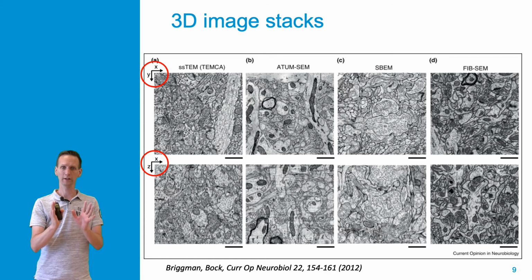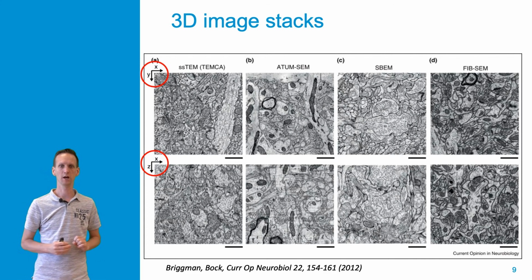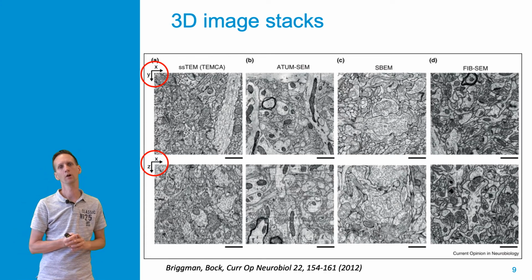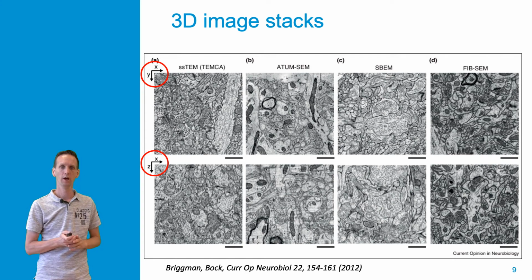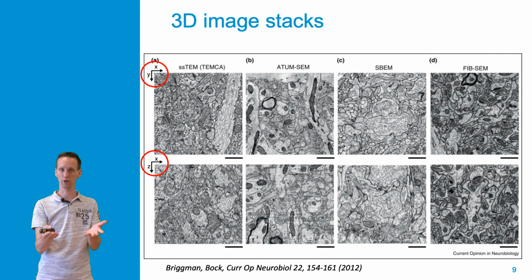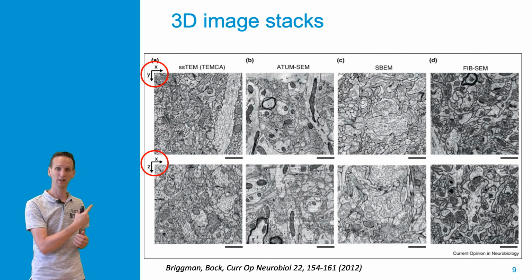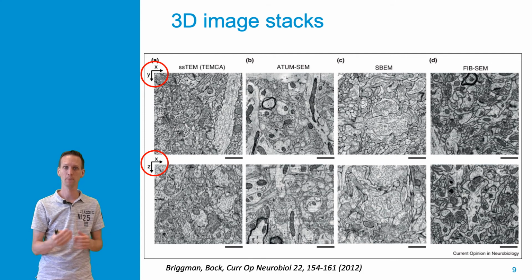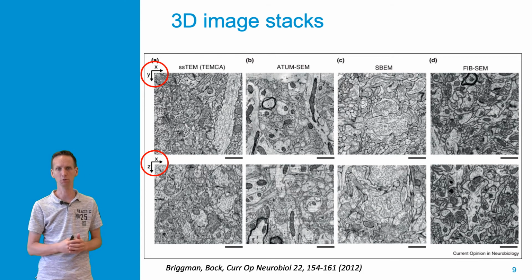Okay, let's look at an example. So here you see an example from a review paper from 2012, and in the upper row you see XY images, so these are the section images or the upper face of the block. From left to right we first see serial section TEM, then a serial section SEM example, then a serial block face example where we use a microtome, and the final one is a FIB-SEM image.